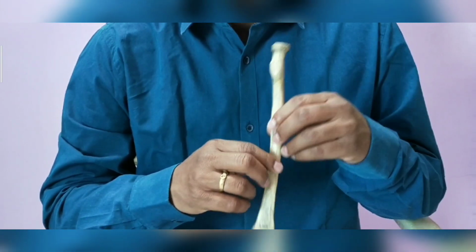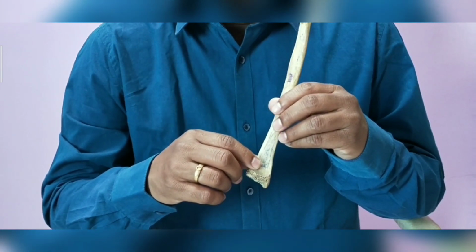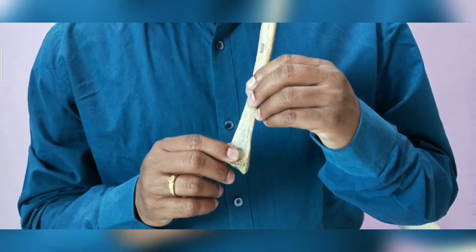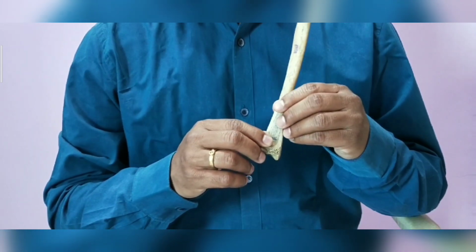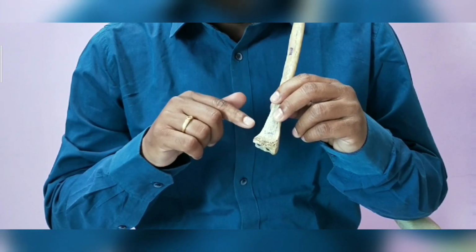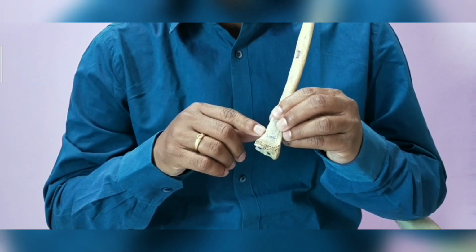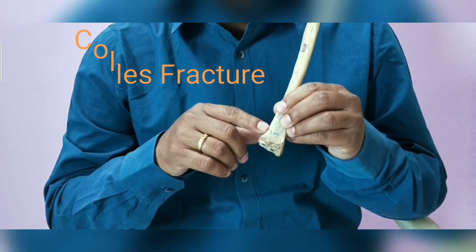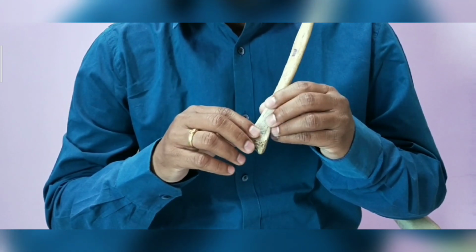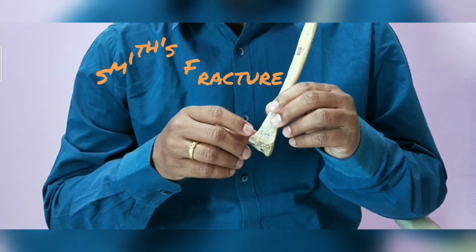The radius is commonly fractured 2 cm above the lower end. The distal fragment is displaced downward and backward. This fracture is known as the Colles fracture. If the fragment of the fracture is displaced anteriorly, then this condition is known as the Smith fracture.